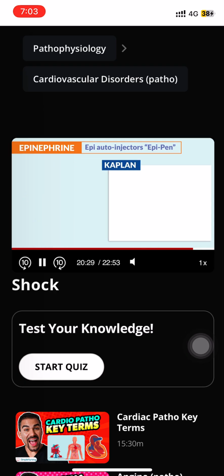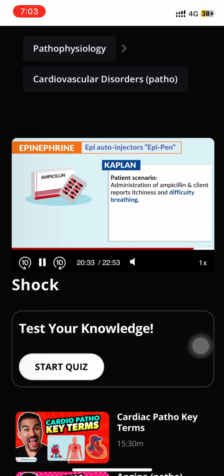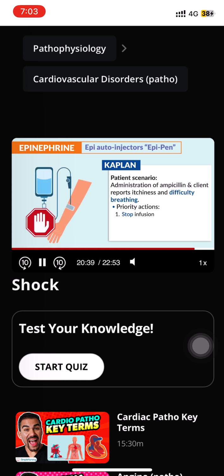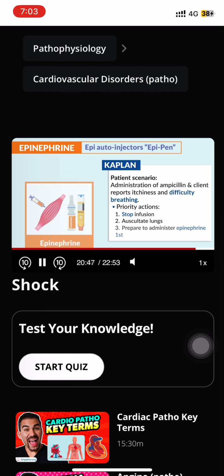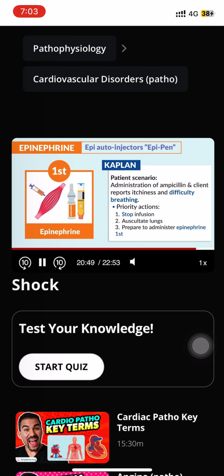Now, Kaplan mentions a patient scenario, administration of ampicillin, and the client reports itchiness and difficulty breathing. The priority actions is number 1, stop the infusion that's causing the problem. Number 2, you assess by auscultating the lungs or listening to the lungs. And number 3, you prepare to administer epinephrine first. So again, not steroids, not albuterol, it's always epi first.